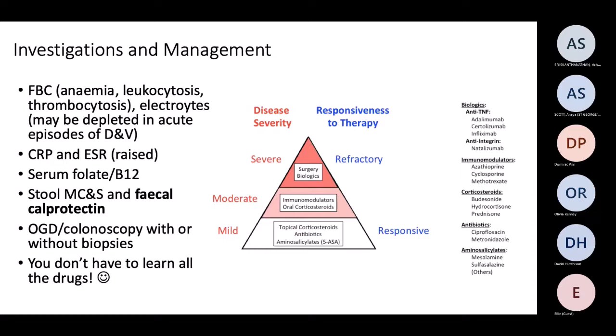If these don't work, then we might move on to oral steroids or immunomodulators, things like azathioprine or methotrexate. And then after that, you're looking at more intense medication, things like anti-TNFs as a first line. There's also lots of other biologics now that are used for IBD. And then obviously as a very last line, if the IBD is particularly acute and not responding to treatment, or if someone's gone on for a long time failing different types of medical management, then we might look at doing surgery.